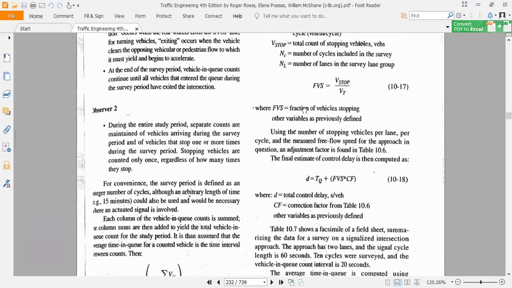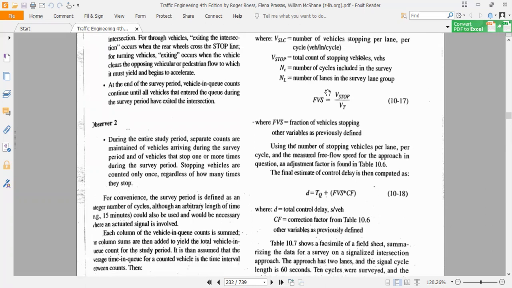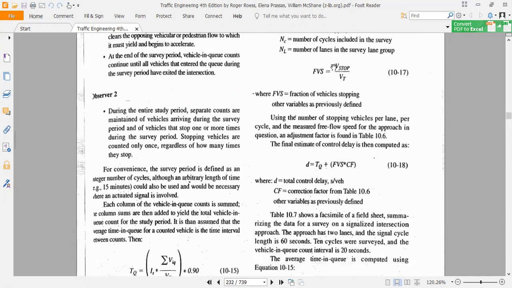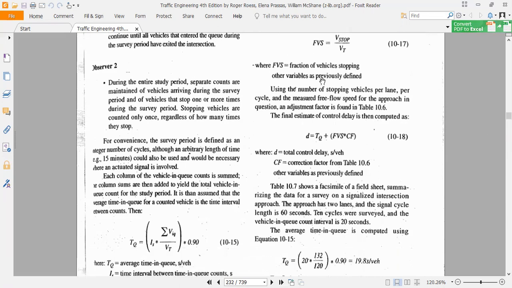The next term is the FVS, which is the fraction of vehicles stopping, with other variables as previously defined. So FVS means what fraction of vehicles are being stopped. V stop is the total count of stopping vehicles, that is the number of vehicles that are being stopped, and VT is the total number of vehicles arriving. So it is the number of vehicles stopped divided by the number of vehicles arriving. So FVS is actually like a percentage, just like the marks you obtained in your exam divided by the total number of marks. So you can get it like that.